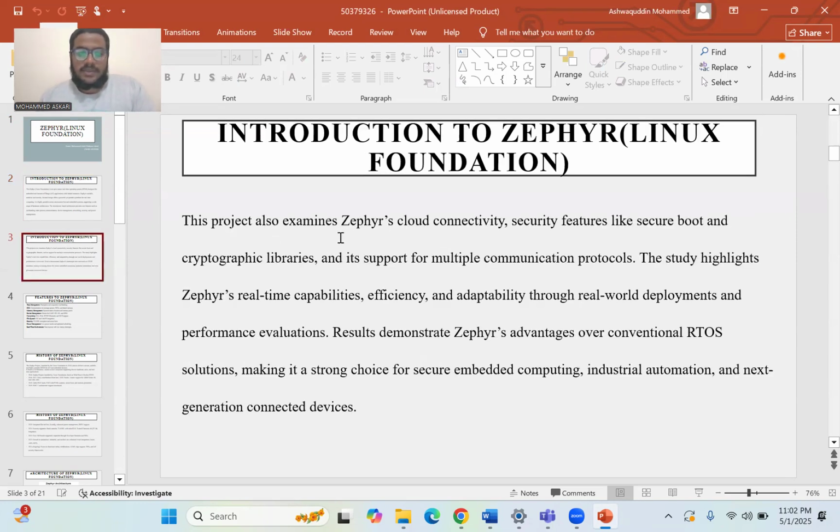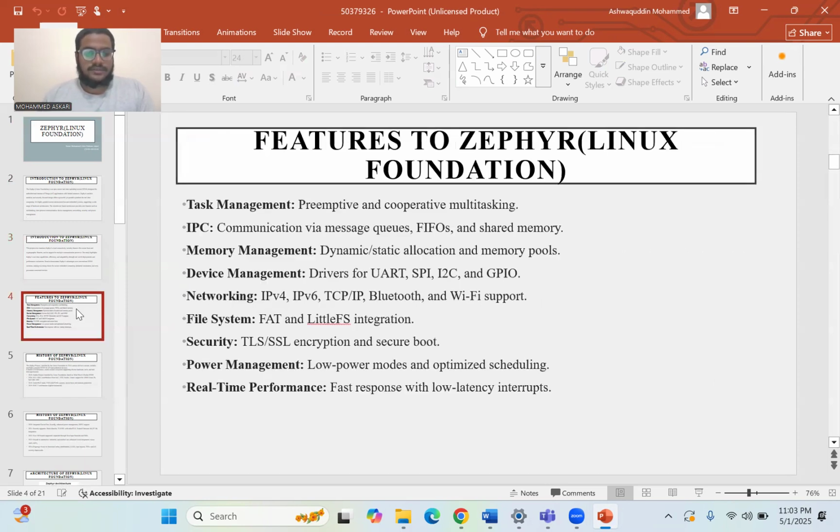This project also examines Zephyr's cloud connectivity, security features like secure boot and cryptographic libraries, and its support for multiple communication protocols. This study highlights Zephyr's real-time capabilities, efficiency, and adaptability to real-world deployments and performance evaluations. Results demonstrate Zephyr's advantages over conventional RTOS solutions, making it a strong choice for secure embedded computing, industrial automation, and next generation connected devices.